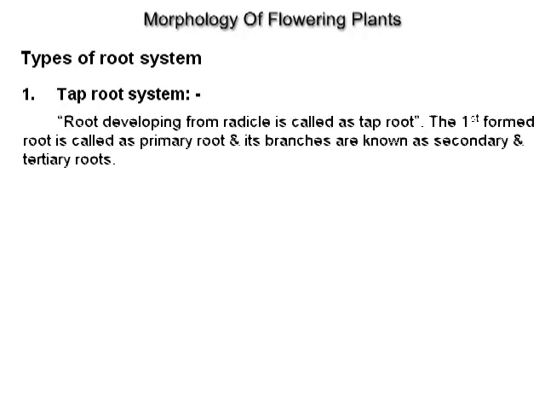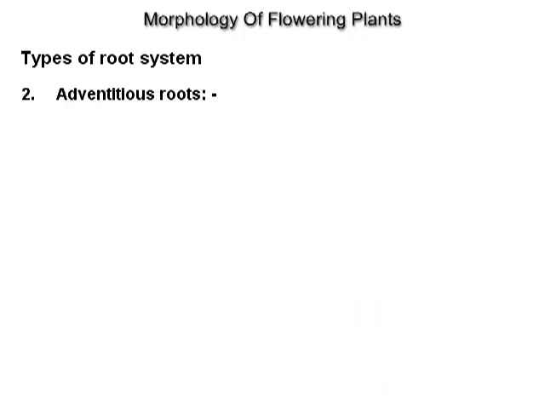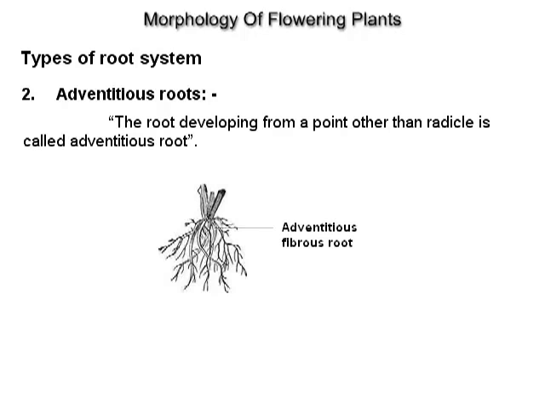Types of root system. Taproot system. A root developing from a radicle is called a taproot. The first formed root is called the primary root and its branches are known as secondary and tertiary roots. Adventitious roots. The root developing from a point other than the radicle is called an adventitious root.